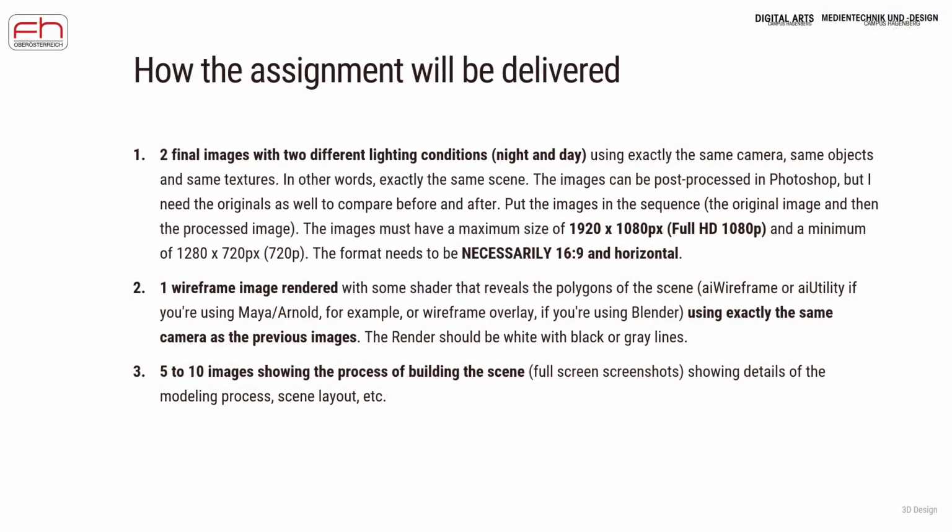How the assignment should be delivered. So I want to see 2 final images with 2 different lighting conditions. So night and day, for example. Using exactly the same camera, same textures, same objects, exactly the same everything. Please do not move the camera. Do not be tempted to move anything or change anything in your scene. I want to see exactly the same scene with 2 different light conditions, okay?